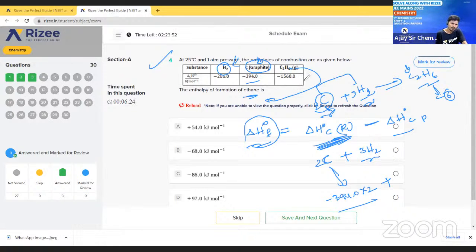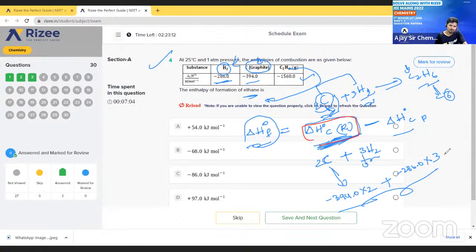3H2 means what? 1 H2 has how much enthalpy of combustion? Very simple. See here, it is given in the question only, minus 286.0, minus 286.0 into, so how many moles are present here? What is the stoichiometric value here? 3. So into 3. Okay, 3 is there. So we just have to do the calculation, and see here, the reactant part is complete. I will change the pen color, then you'll understand. This part is complete.